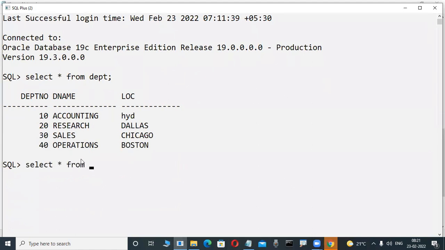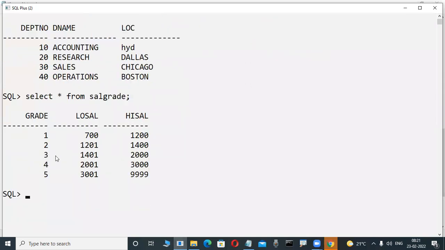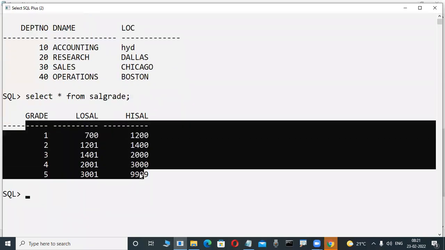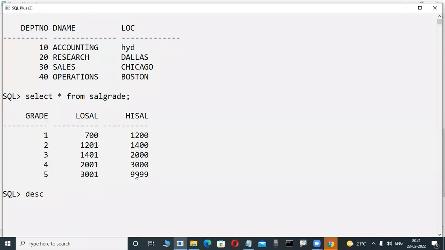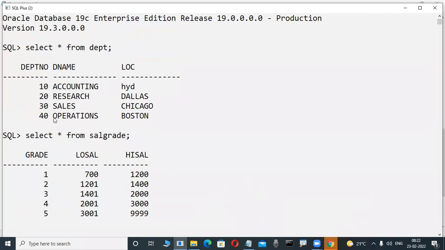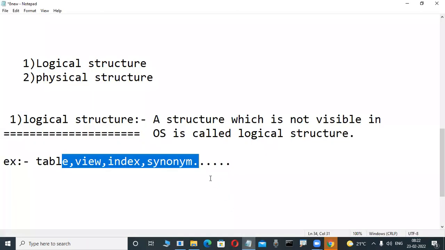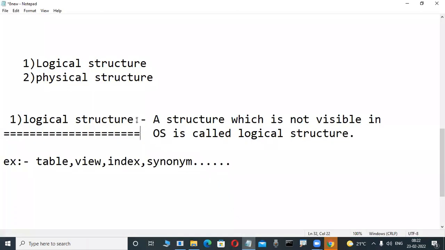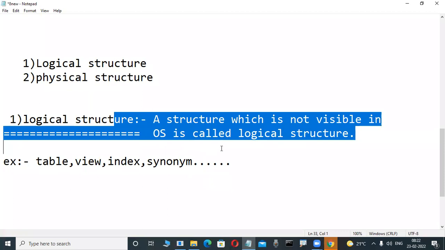So these types of tables are visible at the database level, but not visible on the operating system side. Describe your table test, and now the test table also, because data is not there. Don't worry. That's why a structure not visible in the operating system is called a logical structure, and every database developer works on the logical structure.